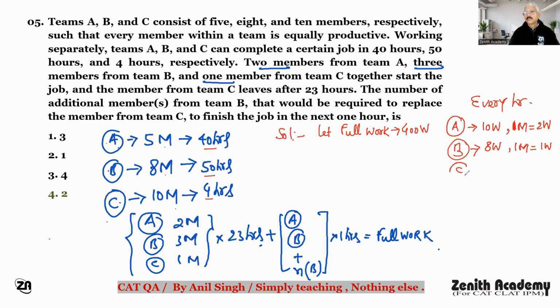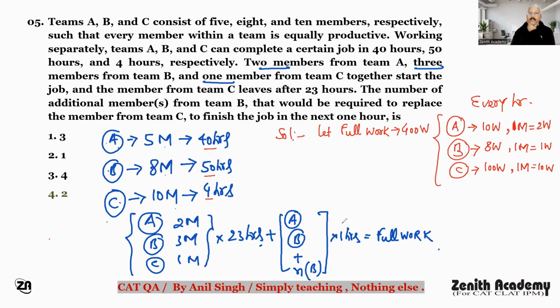And now team C. Team C finished 400 work in 4 hours. Means team C finishes 100 work every hour. There are 10 men, so it means one man from team C finishes 10 work every hour. This is okay. So it is 100 work.